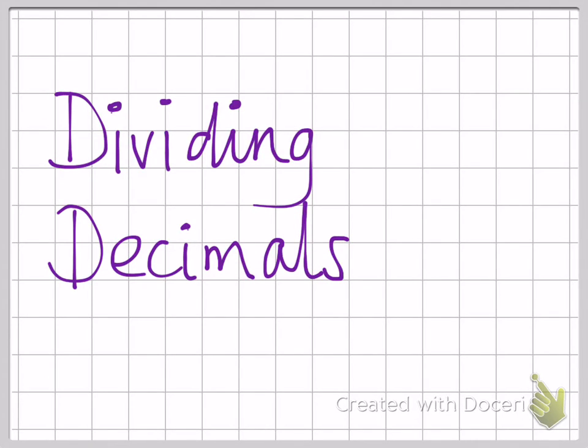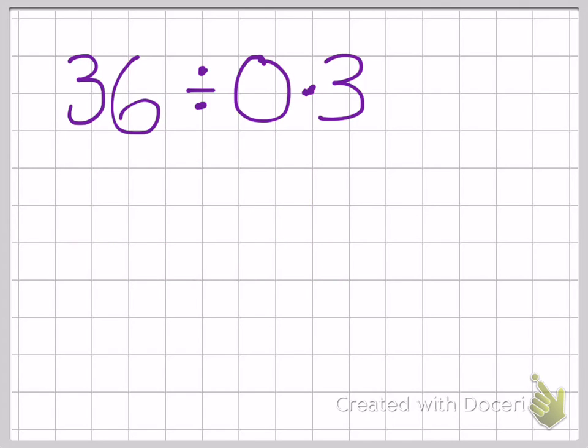Okay, this video is for dividing by a decimal. If we're faced with this problem, 36 divided by 0.3, this is quite challenging because you're dividing by a decimal. If you were dividing by a whole number, you could just use the bus stop method, but dividing by 0.3 is quite challenging, and also I don't know my 0.3 times table. So this is a really good trick that works every time.